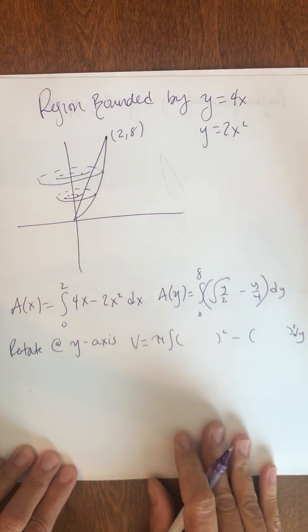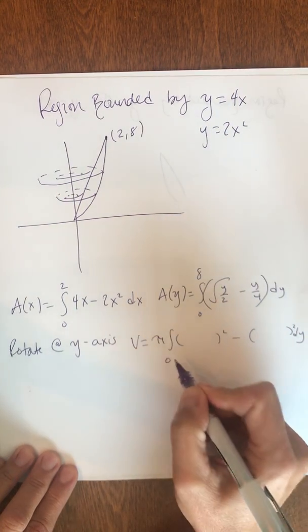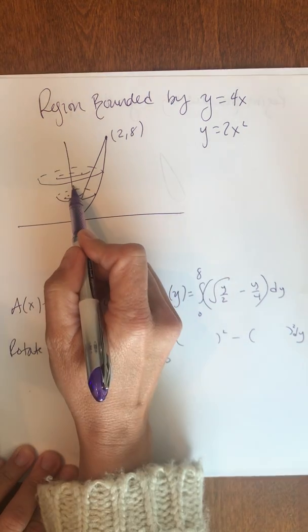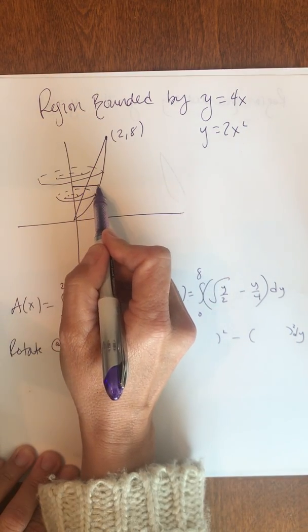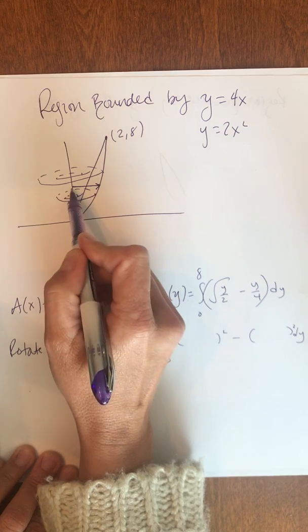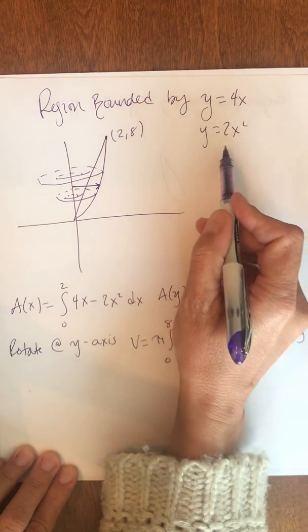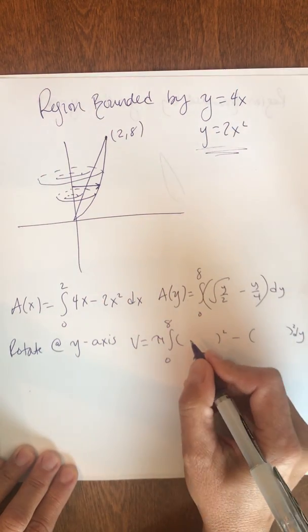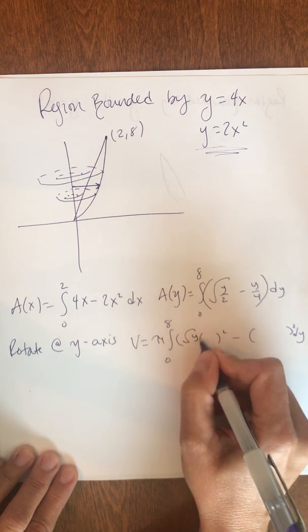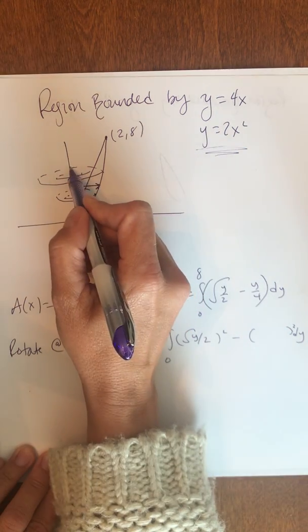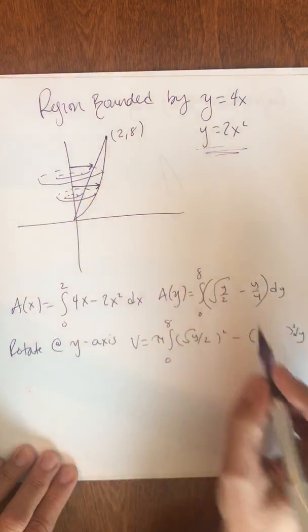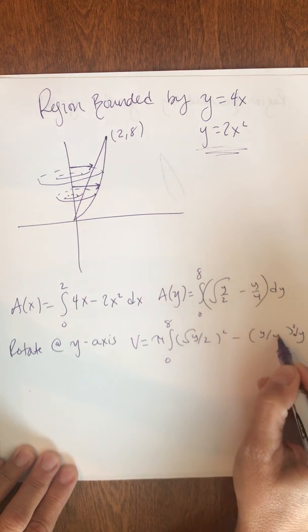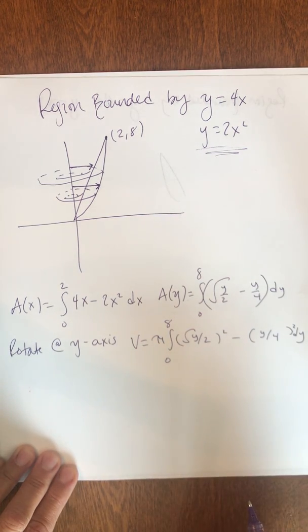So my y values go from 0 to 8. My outer radius extends from the y-axis out to the curve, so from 0 to this, so rad y over 2. My inner radius goes from the y-axis to the line, so from 0 to y over 4.